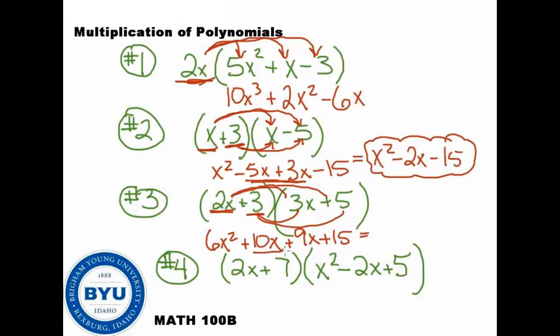We're going to go ahead and combine the like terms. 10x plus 9x is 19x. And so that would be my final answer. 6x squared plus 19x plus 15.